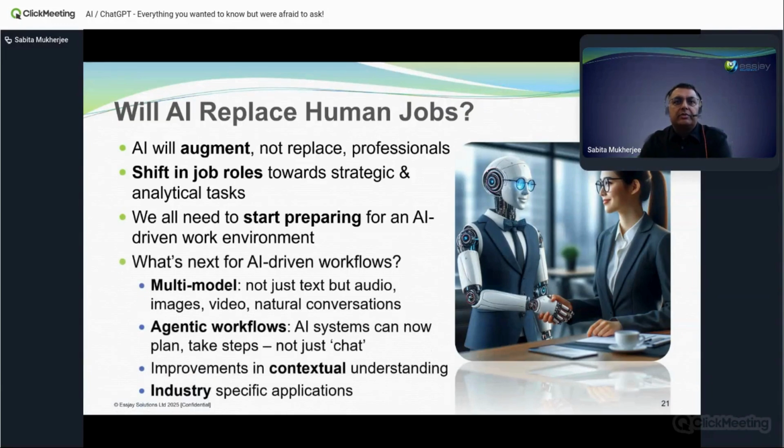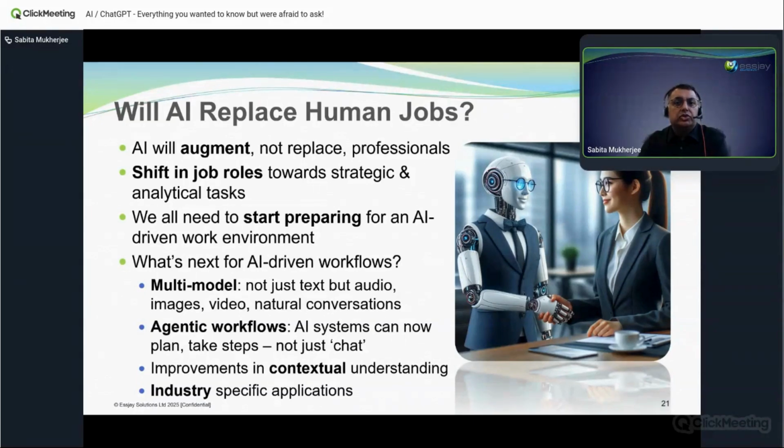AI continues to rapidly evolve. Future enhancements will be in areas such as multimodal, not just text, but audio, images, video, natural conversations, improved contextual understanding, regulatory compliance, and industry specific applications. Now, there has been a recent growth in agentic AI workflows, and that is AI systems that can plan, take steps, and integrate with company systems, not just chat. Some PV tasks, like case intake triage, coding, and duplicate detection, are already being piloted with semi automated AI in CROs and pharma.